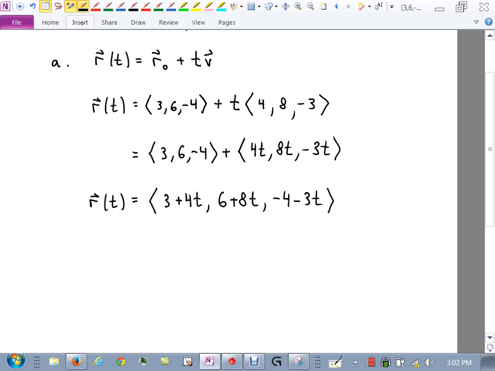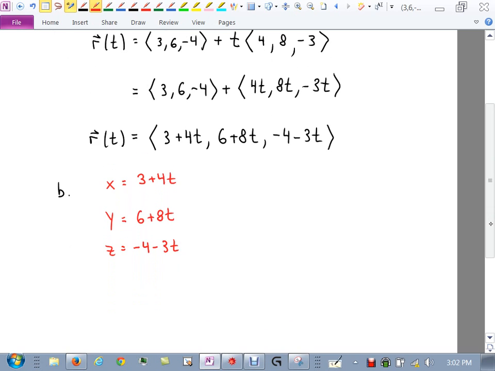So part B, yeah. What are the parametrics? So the parametrics are x, y, and z. Why is it x, y, and z in this problem, and the one before was just x and y? We're three-dimensional, right? So they are 3 plus 4t, 6 plus 8t, negative 4 minus 3t. Part C, find the symmetric equations. So what do we do for that?